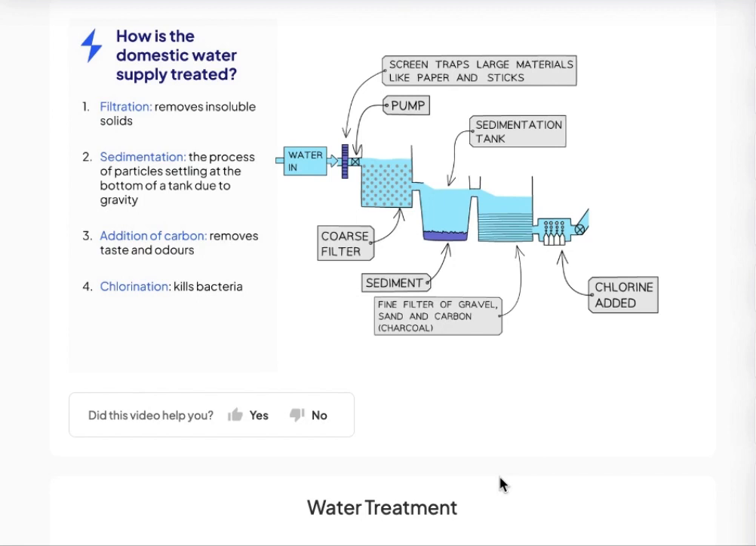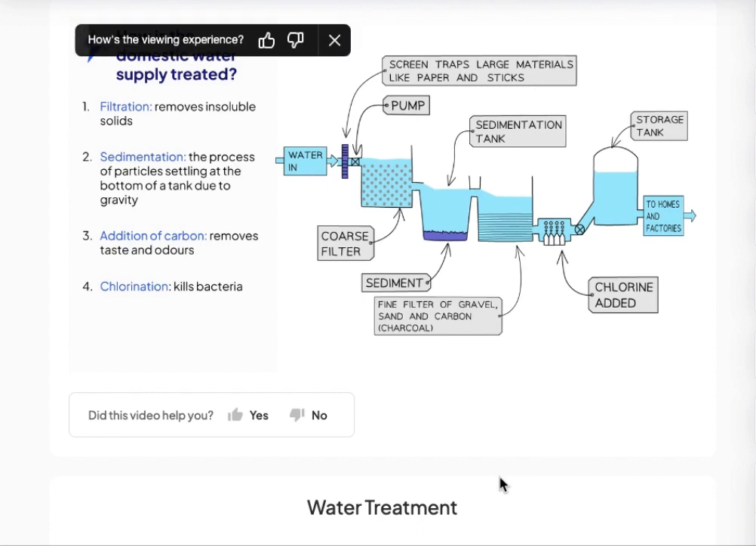The final step is to add an appropriate amount of chlorine to the water, which will kill the bacteria. The amount of chlorine added needs to be controlled carefully, as large amounts of chlorine are toxic. The water is then stored in a storage tank until it is ready to be pumped to homes and factories. As well as being able to describe this process from start to finish, you must be able to explain why each step is done.